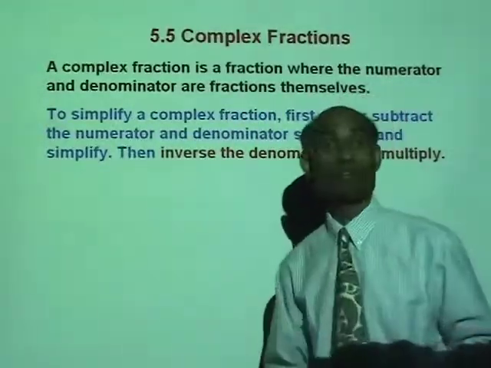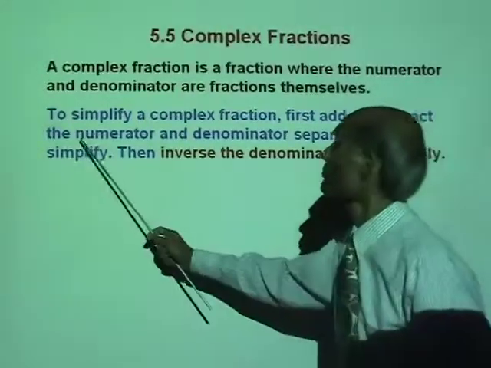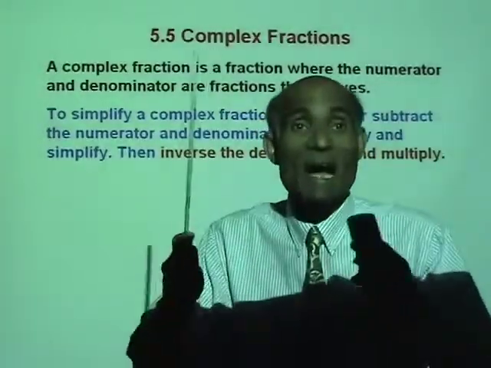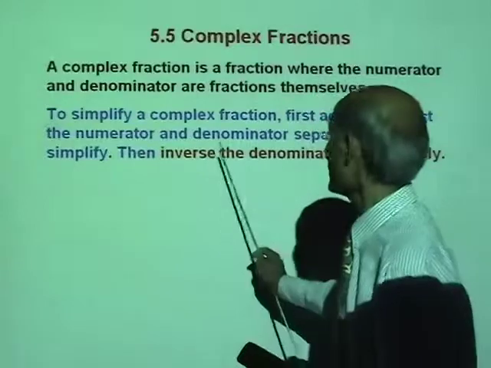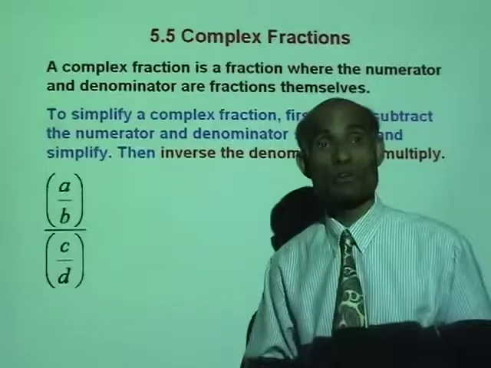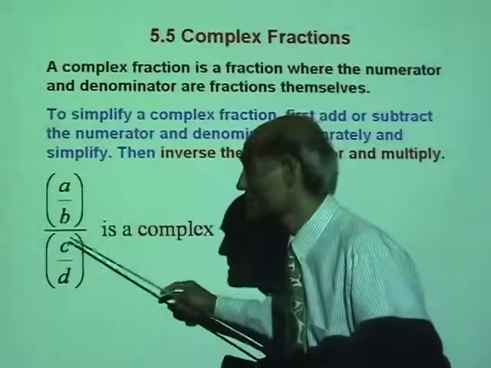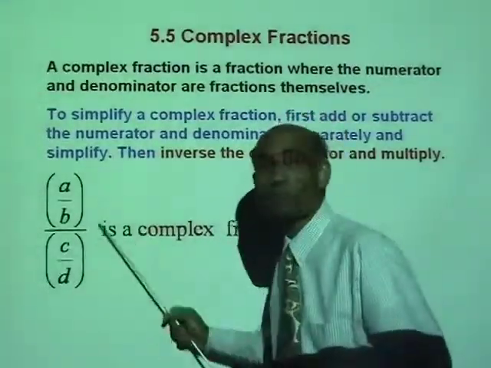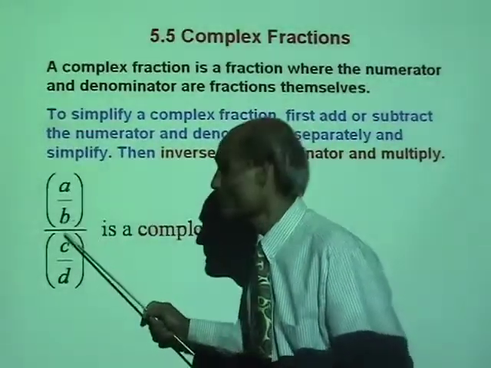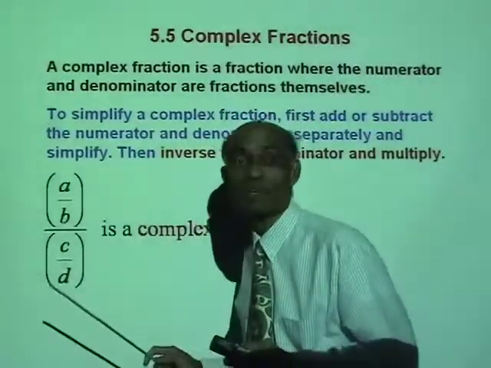Now, therefore, what will you do to simplify a complex fraction? First, add or subtract the numerator and denominator separately and simplify. And then invert the denominator and multiply. Well, let me show you what that is. Look at this. A over B all over C over D. This is a complex fraction. The numerator is a fraction, A over B. The denominator is a fraction also, C over D.